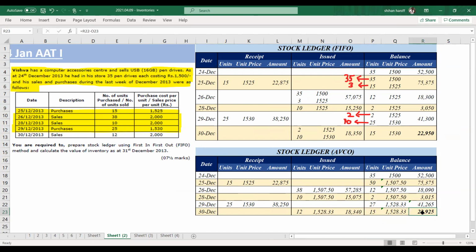So you can see the difference between first in first out and the average cost. First in first out closing stock value is 22,950. Average cost is 22,925. So 25 rupees less in average cost. I hope you understood the first in first out and average cost methods. Any questions? Any doubts?